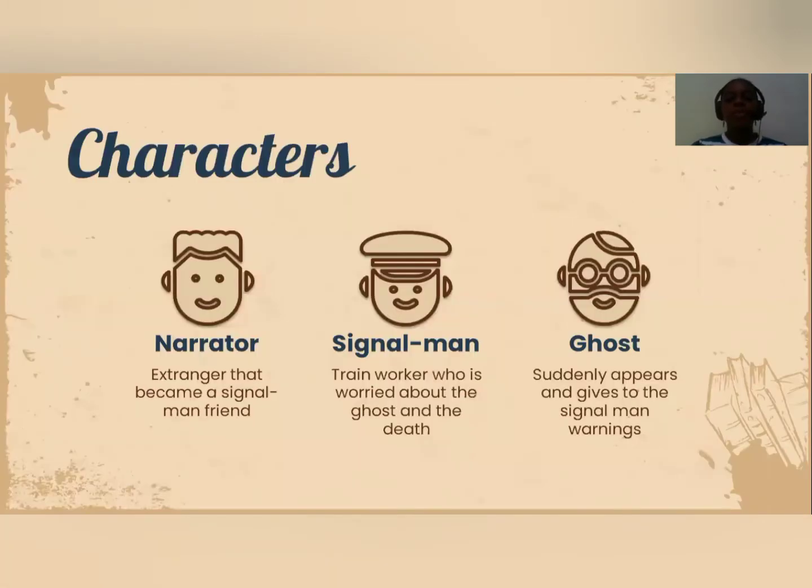The characters are the following: the narrator, who is a stranger that became the signalman's friend. The signalman is a train worker who is worried about the ghost and death, and the ghost that suddenly appears and gives the signalman warnings.